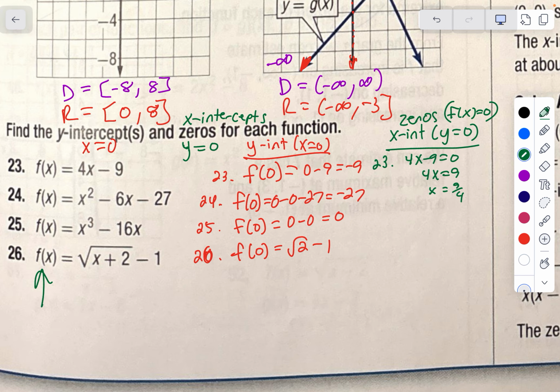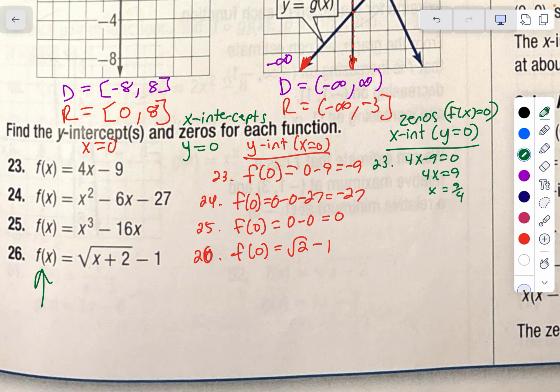I'm okay with that being your answer. You can't do anything more with it. Your y-intercept is 9/4. Now, how could you check your work on these? Well, Desmos can check all of our work. If you plug the function in, if you type it on a line, it should hit the y-axis at -9, the x-axis at 2.25 or 9/4.